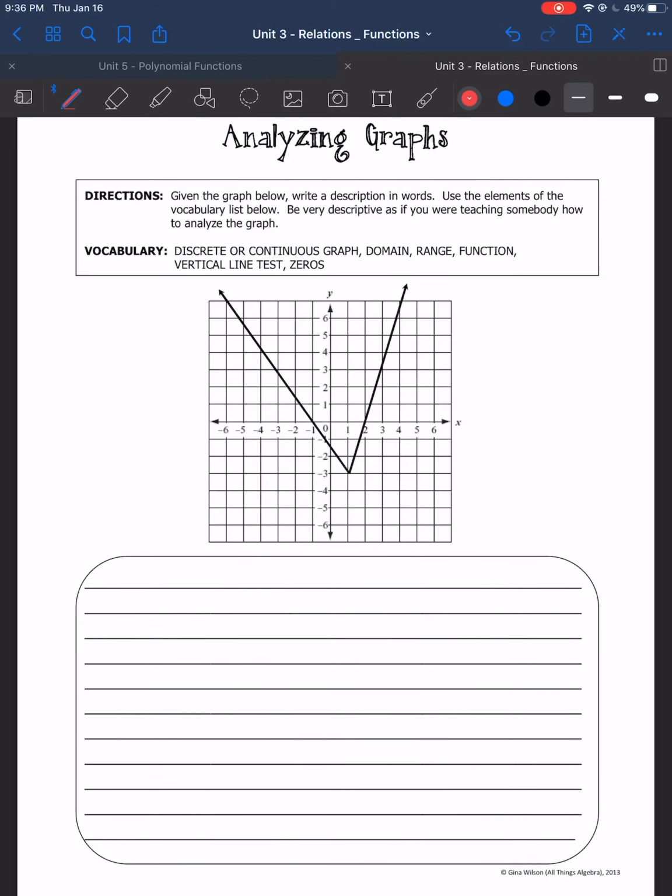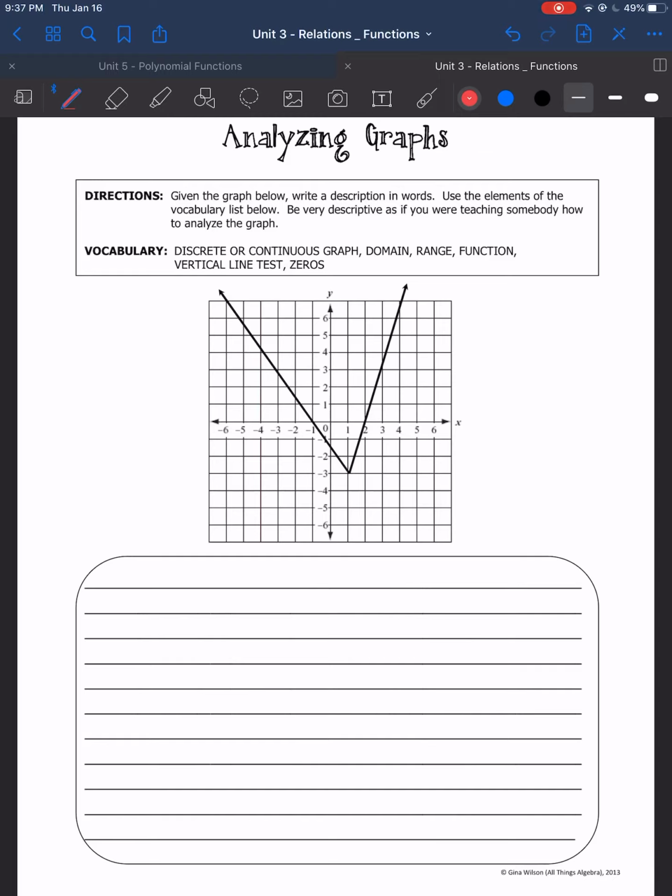In this video, we're going to discuss how to describe graphs using specific vocabulary, or in another case, it's called analyzing a graph. So we want to use the following vocabulary: domain, range, function, vertical line test, zeros, and then either discrete or continuous graph. So we have to decide if it's a discrete or continuous graph based on this function we have graphed here below. So let's start there.